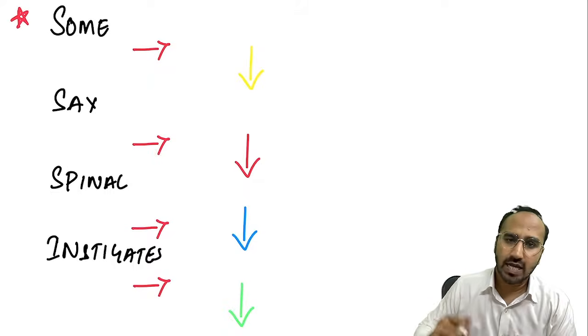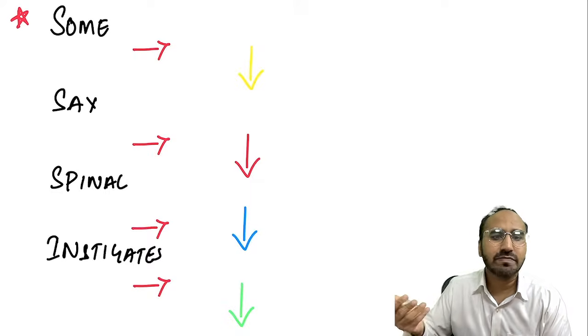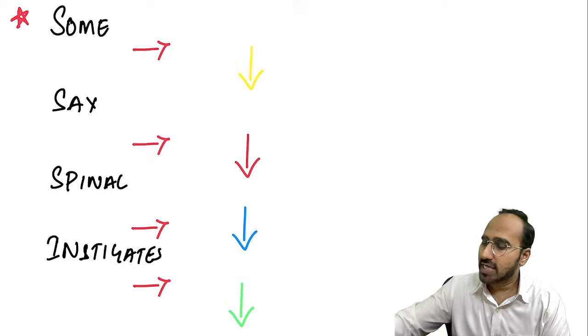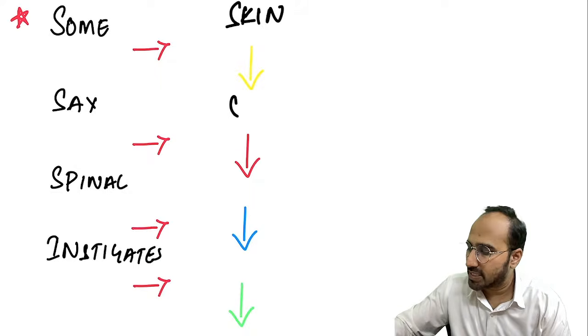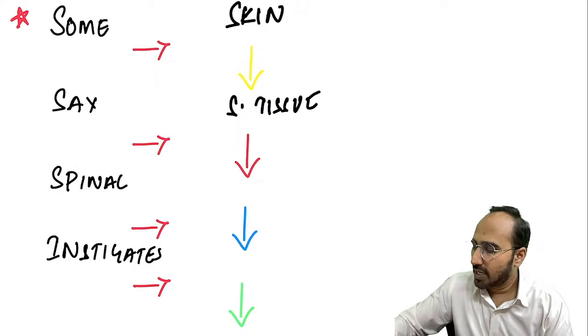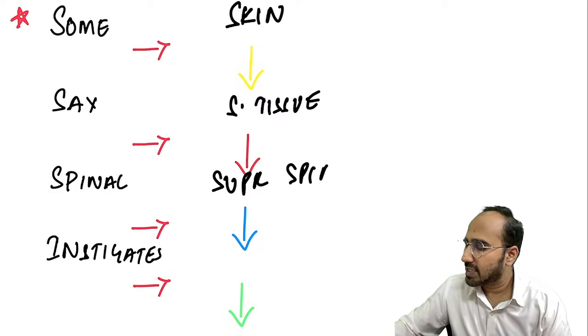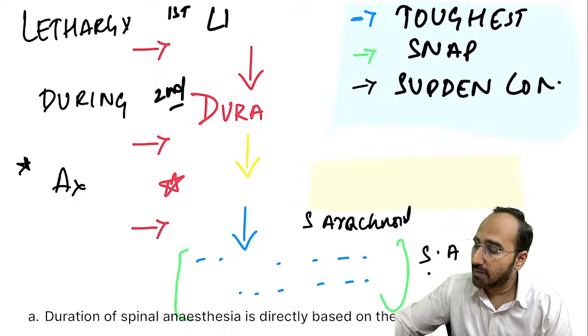If someone asks me what layers are pierced in spinal anesthesia, I usually tell some mnemonic, like "spinal instigates lethargy during anesthesia session." But how will you remember it like that? The first is skin. Next is subcutaneous tissue. Next is supraspinous ligament. Next is interspinous ligament. Next is what? Ligamentum flavum.